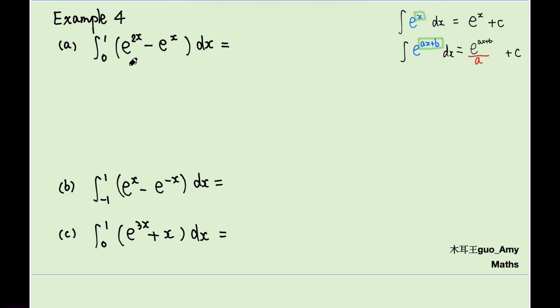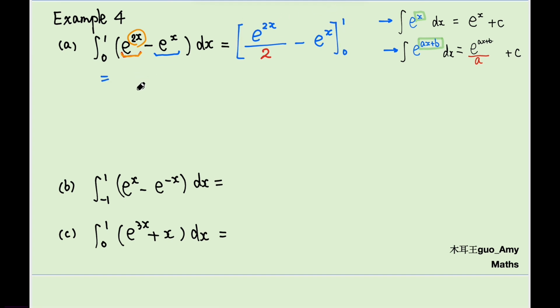First one, we have e to the power 2x minus e to the power x, integrate from 0 to 1. The first function is the compound function. The inner function is 2x and the outer function is the exponential function. Therefore, we are going to use the generalized form of the formula to get e to the power 2x and then divide by the coefficient of x, which is 2. For the second function, e to the power x, this one is a basic exponential function. The formula is the first one, and then e to the power x.